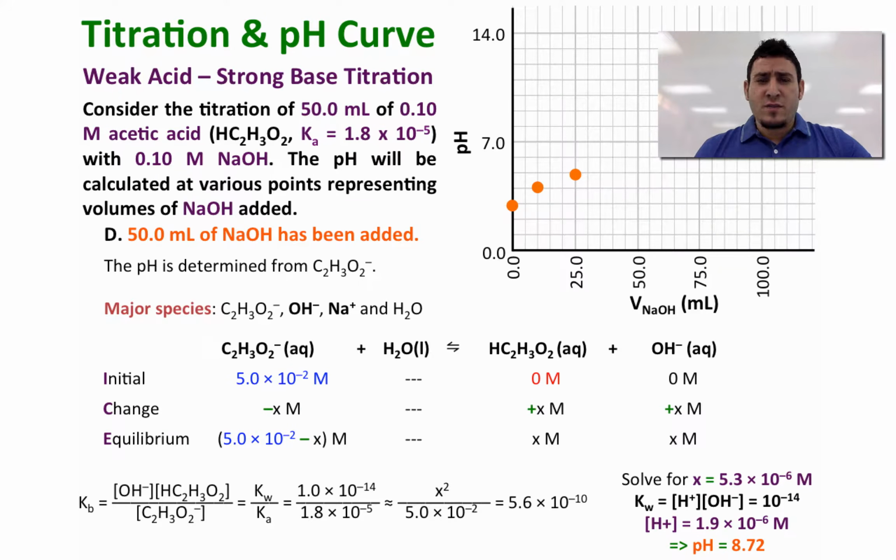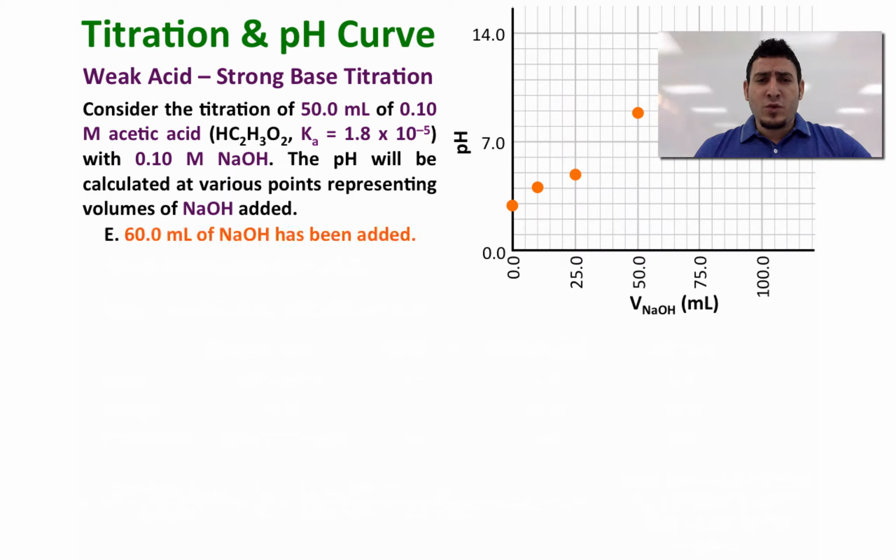Now this is the first difference between the weak acid strong base titration and strong acid strong base titration, because the pH at the equivalence point for the strong acid strong base titration was equal to 7. However, for the weak acid strong base titration, the pH is equal to 8.72, which means it's higher than 7. Now we can add this point to the graph, so we can see that we started to have an idea about the shape of the pH curve.